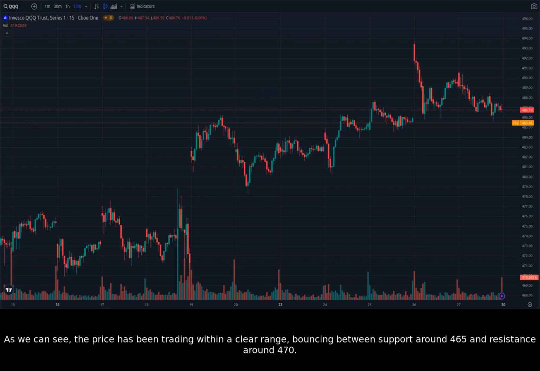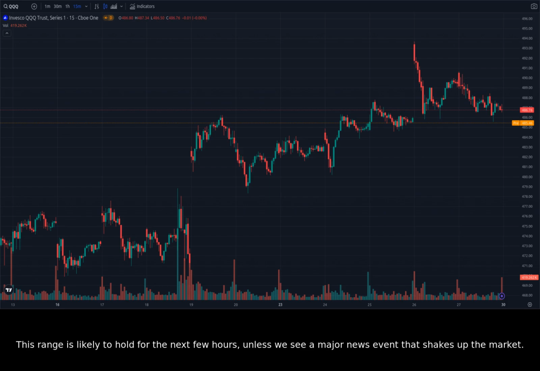As we can see, the price has been trading within a clear range, bouncing between support around 465 and resistance around 470. This range is likely to hold for the next few hours, unless we see a major news event that shakes up the market.